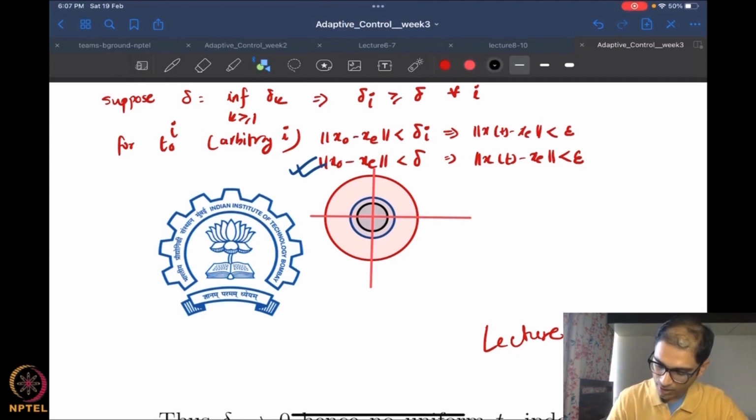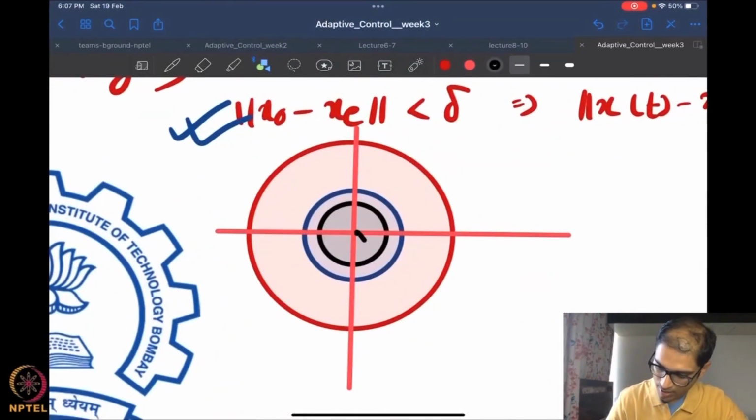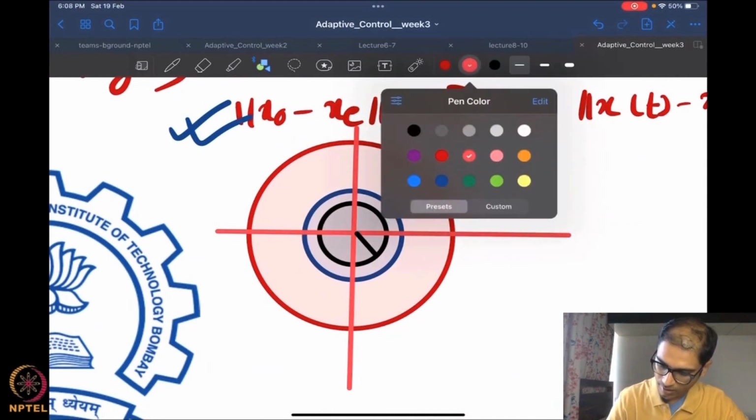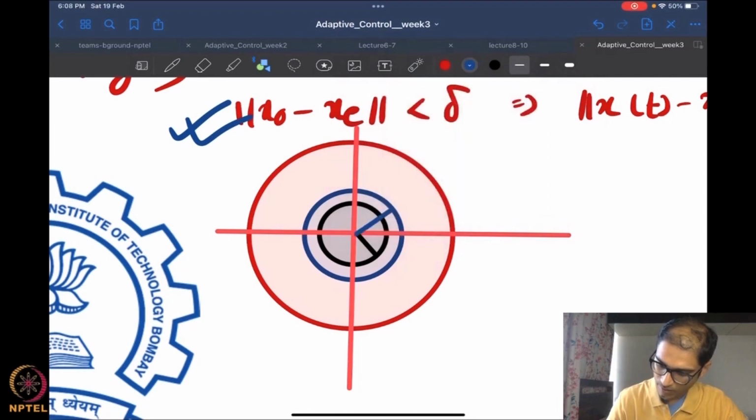So what am I saying? So this guy, and then I have this guy, and then I have this guy, right? So this is of course the epsilon ball. This small blue thing is the delta I ball, and the small black thing is the delta ball.